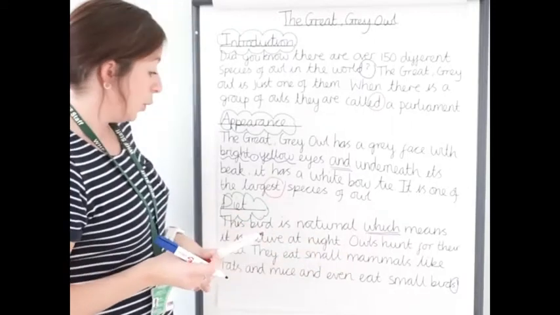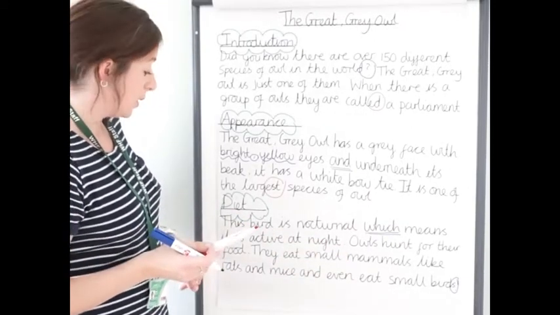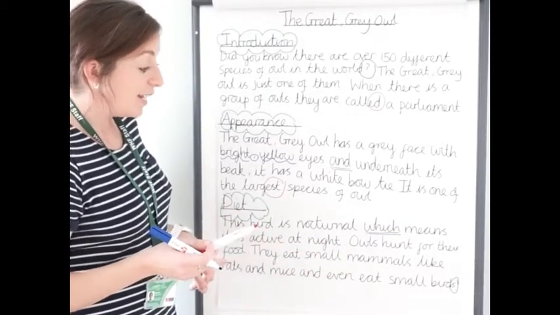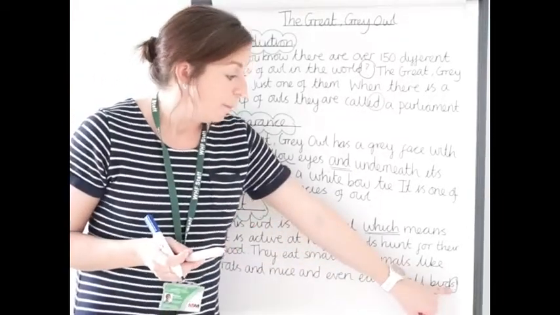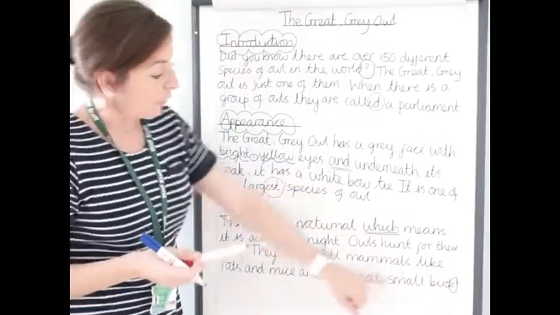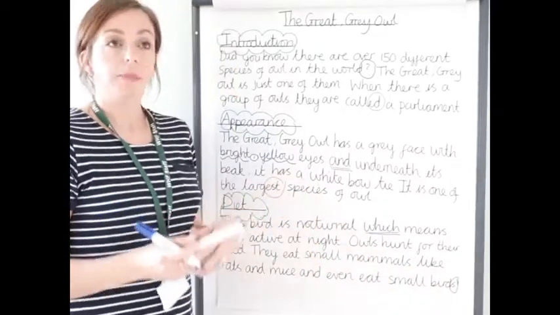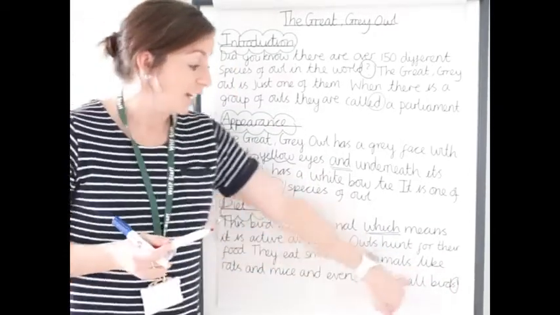Owls hunt for their food. They eat small mammals like rats and mice, and even eat small birds. Now, because the owl is a bird, I've used an exclamation mark here to show surprise, to show that they even eat small birds.